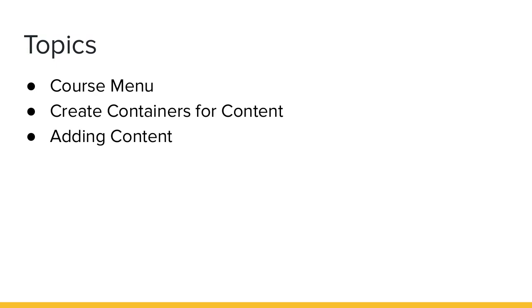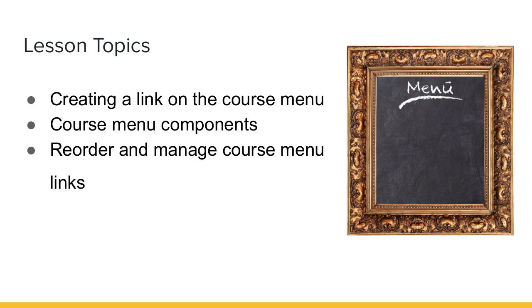So first things first, course menu. As I said, the course menu is really where your students are going to navigate from. So you really want to be mindful of what it looks like. You know, from a menu, that's how we determine where we want to go, what we want to eat, what we want to try. And it's the same thing with your menu in your Blackboard course. So when we're talking about course menu, we're going to look at creating a link on the course menu. We're going to look at some course menu components, as well as reordering and managing your course menu.